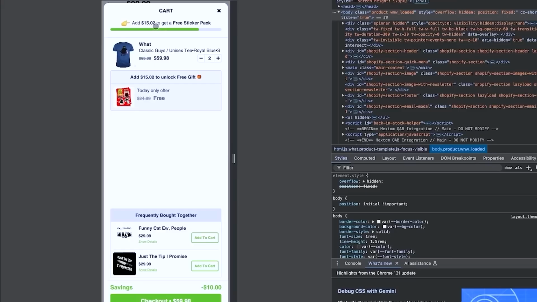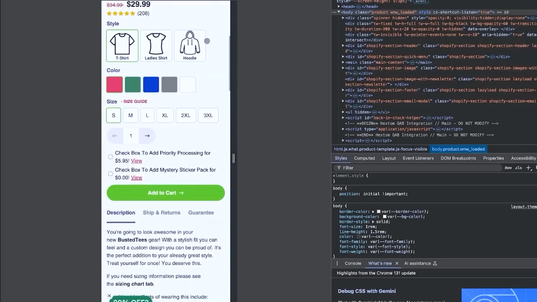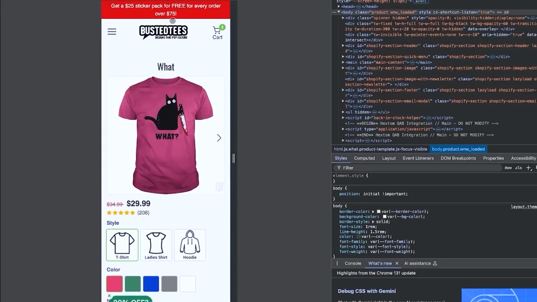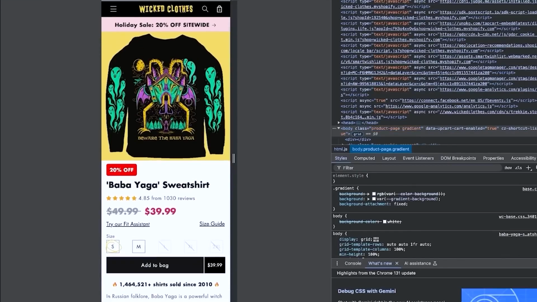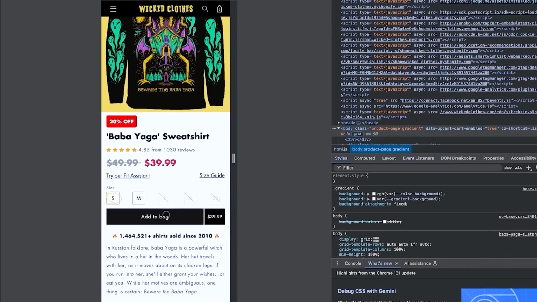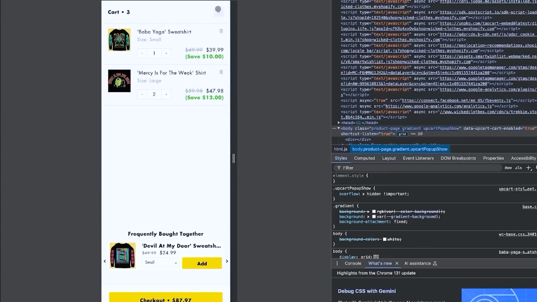Now what Wicked does that's interesting is they don't do free shipping. They do, what is it? It's like 70, get a $25 sticker pack. It's some nice stickers for every order over $75. So they try a slightly different version. Probably ends up being cheaper for them actually. And then, rather than offering free shipping, and interesting, Wicked Close doesn't do anything.